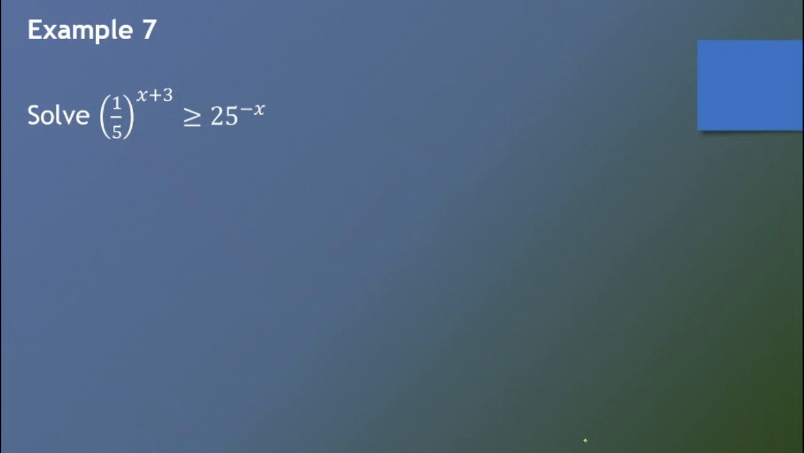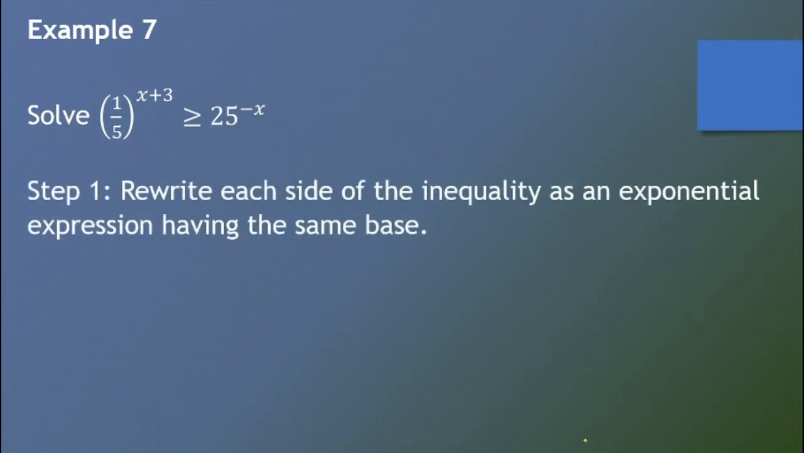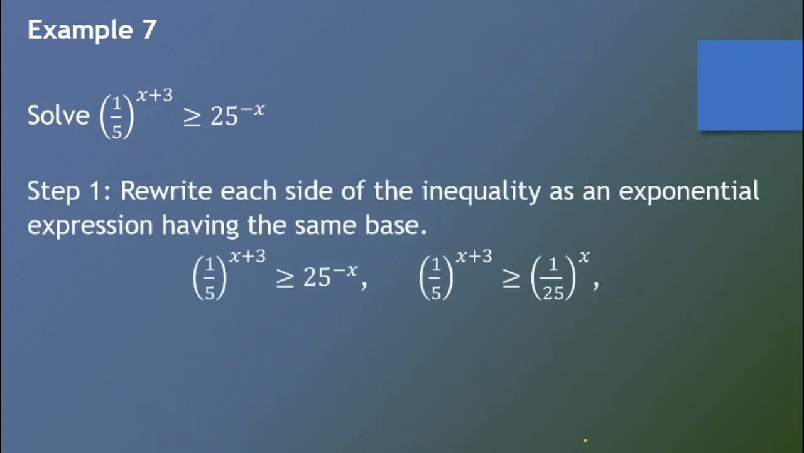Next, for the example number 7, solve for 1 over 5 raised to x plus 3 greater than or equal 25 raised to negative x. So, nakadepende kung alin yung gusto mong gawin. Pwedeng si 1 over 5 gawin mong whole number or si 25 pwede mong gawing fraction. Okay, so ang ginawa ko dito is ginawa kong fraction si 25. So, dahil negative x to, kapag kinuha ko yung reciprocal ni 25, magiging positive x na siya. And then, si 1 over 25, kailangan maging 1 over 5.